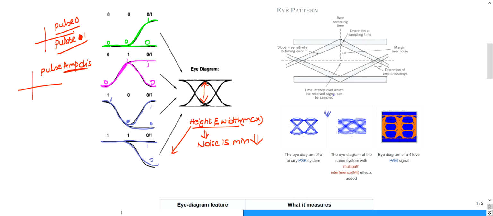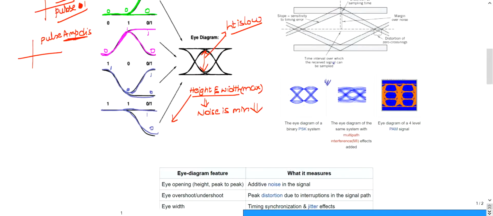If the height is low, what does it indicate? The amplitude of the pulses got distorted. I am repeating once again: if the height of the eye is low, then it indicates that the amplitude of the pulse has been distorted somewhere. Then there is one other way noise shows up.